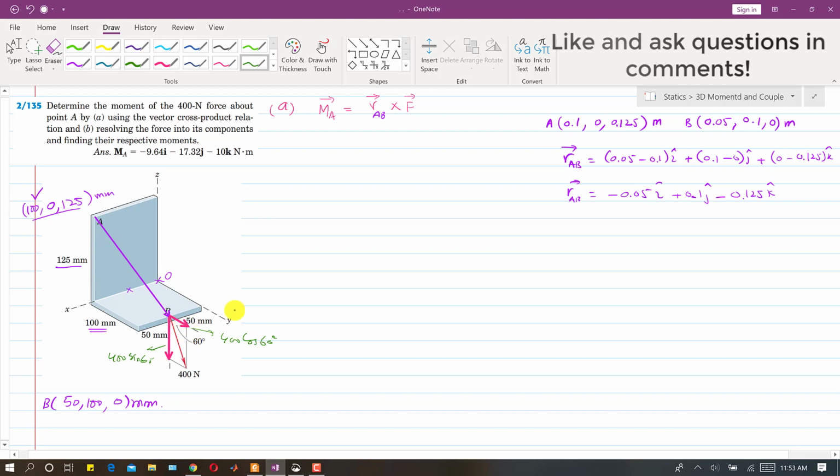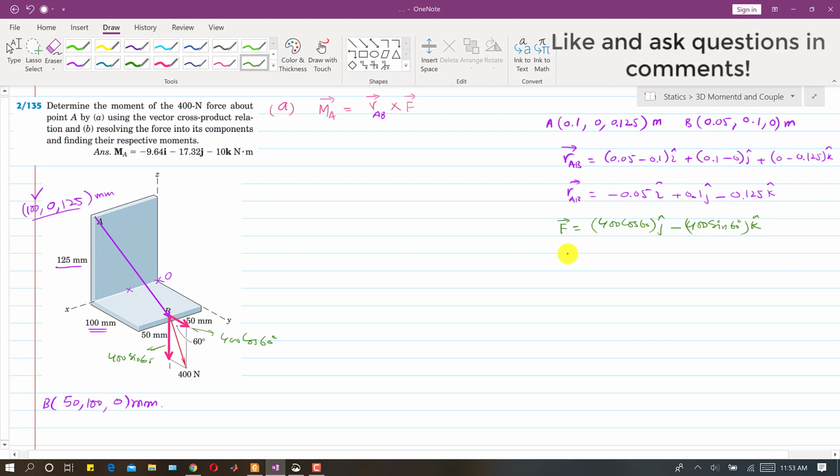If we want to represent the force as a vector, then this component is along y and this component is along z in the negative z direction. So first I will write this: 400 cos of 60, and this is along positive y, so I will write j. And since this is along the negative z, I will write minus 400 sine of 60 degrees along k. This is the vector representation of the force.